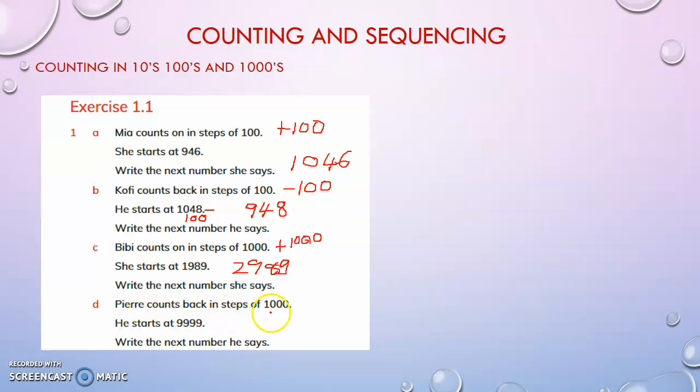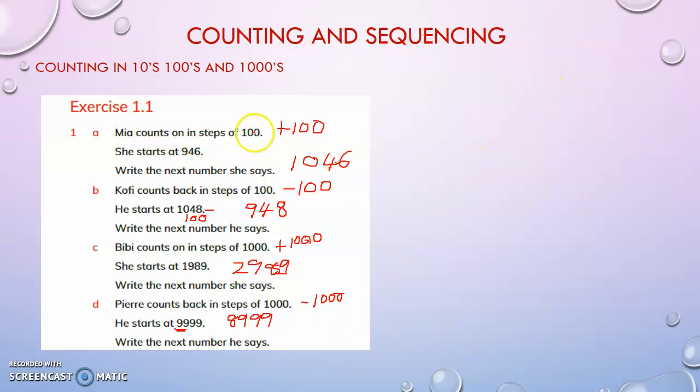Peary counts back in steps of 1000. So ഇവിടെ വരുന്നത് minus 1000 ആണ്. നമുക്കറിയാം counting back in thousands, only the back ആവുമ്പോ the number reduces അല്ലേ? thousands placeല് മാത്രമേ ചേഞ്ച് വരുള്ളൂ. So thousands placeല് 9 minus 1000 ചെയ്താൽ എത്രയാവും? 8000. So the next number in the list will be 8999.